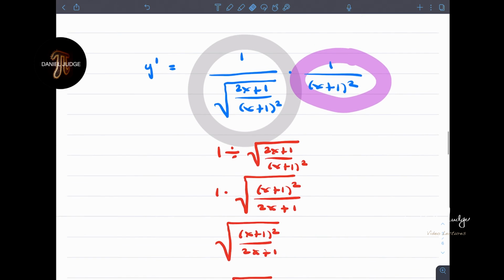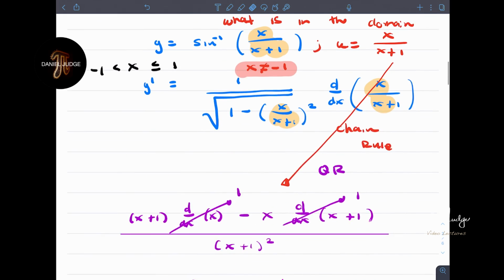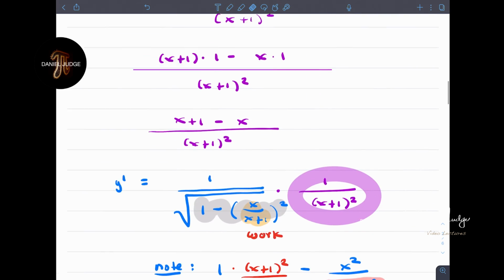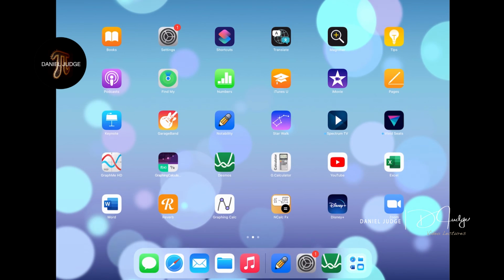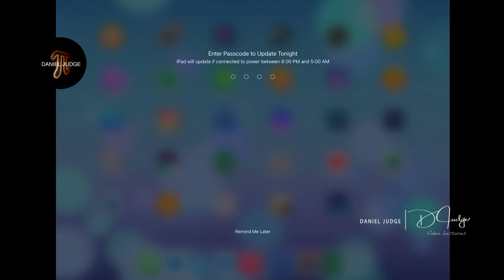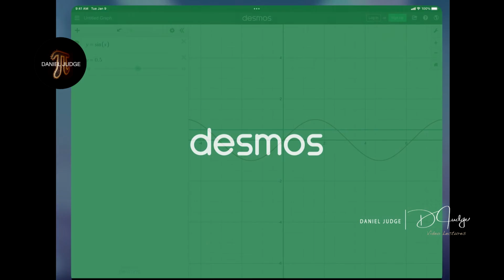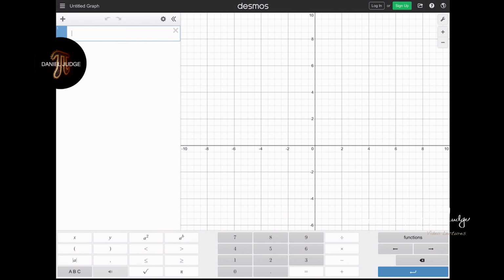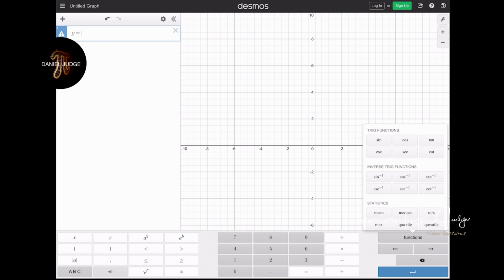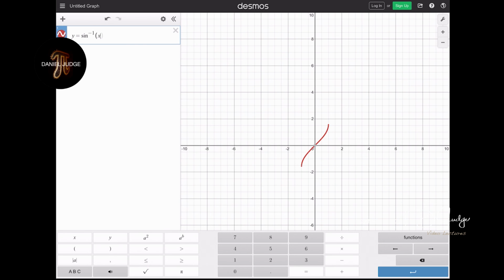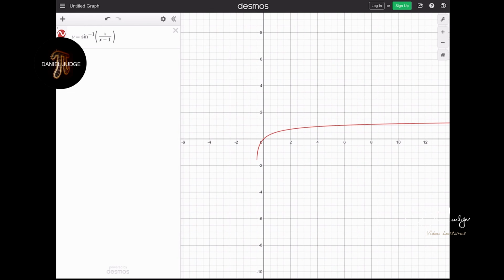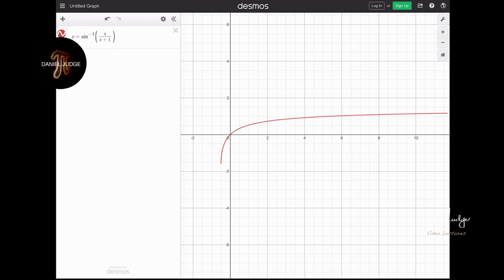Now, remember what this function is. The reason I'm going to say this is take a look at the function here. This is inverse sine of x over x plus 1. So when I look at Desmos, y equals inverse sine of x divided by x plus 1. This is the curve we're talking about.